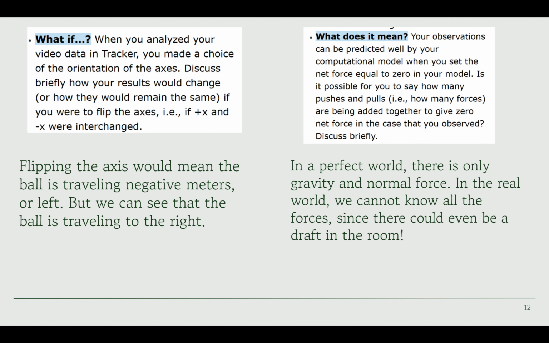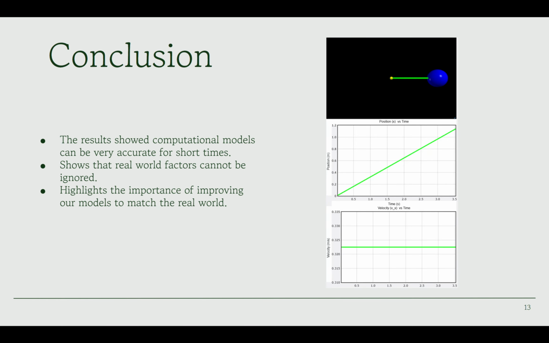And is it possible for you to say how many forces are being added together? In the perfect world, there's only gravity and normal force, since we're talking about net force being 0. But in the real world, we cannot know all the forces, since even a draft in the room can be a decelerative force. In conclusion, the results showed computational models can be very accurate for short times.